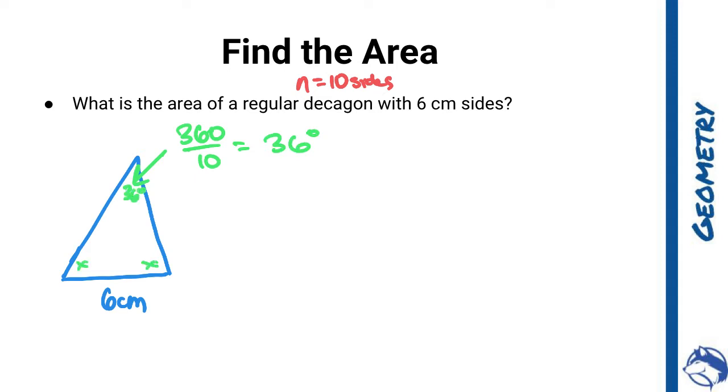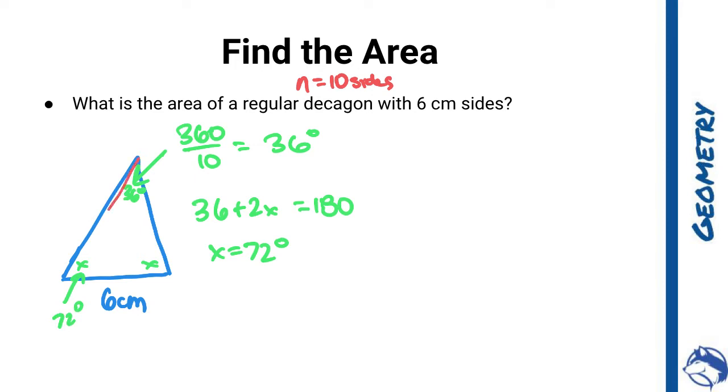From here, I can find the other two interior angles there because I know that 36 plus 2x has to be equal to 180. And so when I do that, I'm going to do 180 minus 36, divide that by 2, and I get x is equal to 72 degrees. So that's what that is right there, 72 degrees.